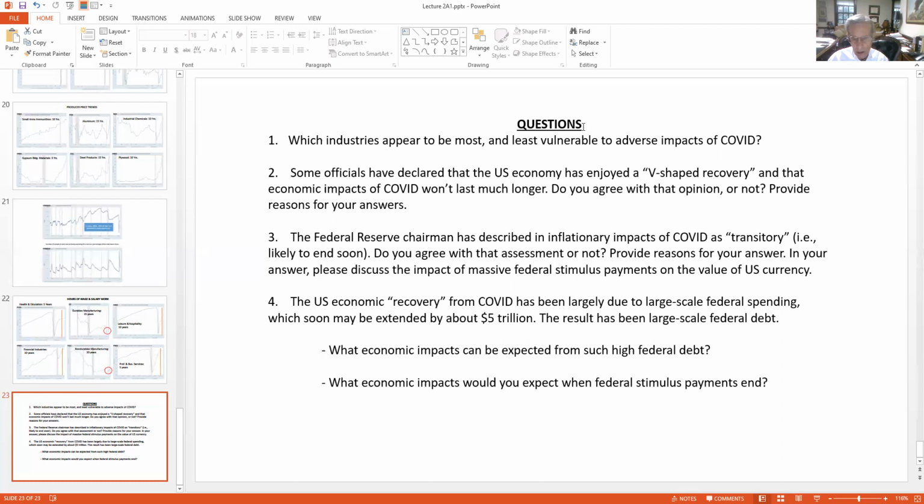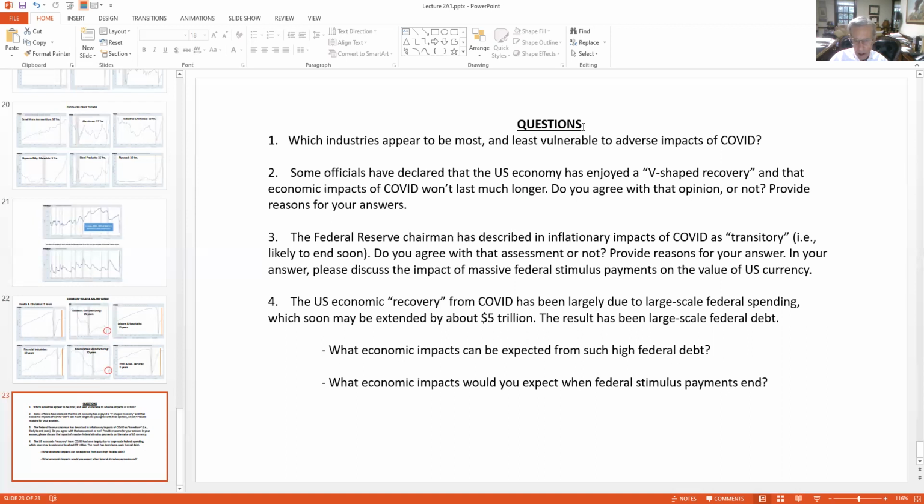Thirdly, the Federal Reserve Chairman has described the inflationary impacts of COVID as transitory and likely to end soon. And by inflationary impacts, he was talking about price increases. So do you agree that price increases will be over soon, or that they are more likely to last longer, for perhaps a couple of years or longer? And again, what are your answers?